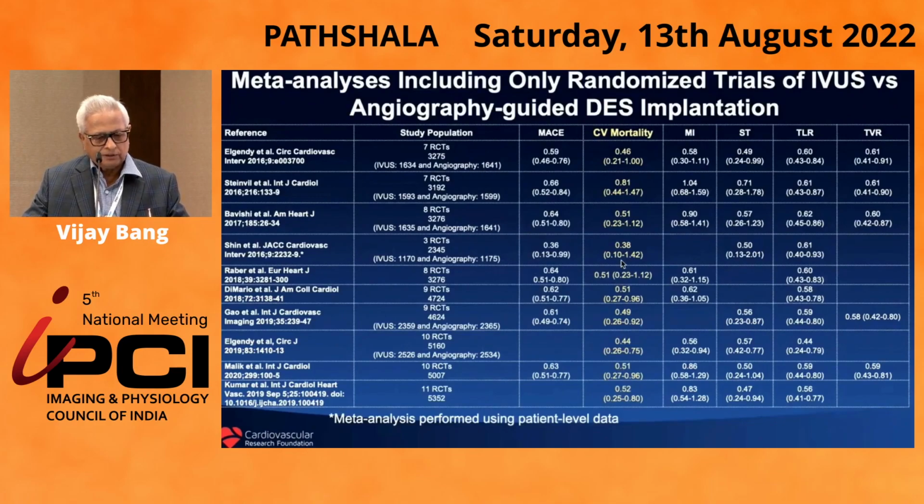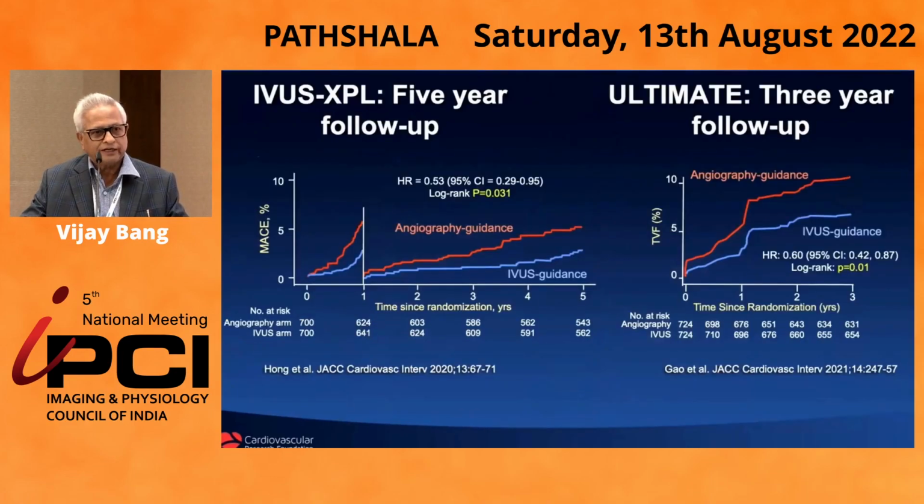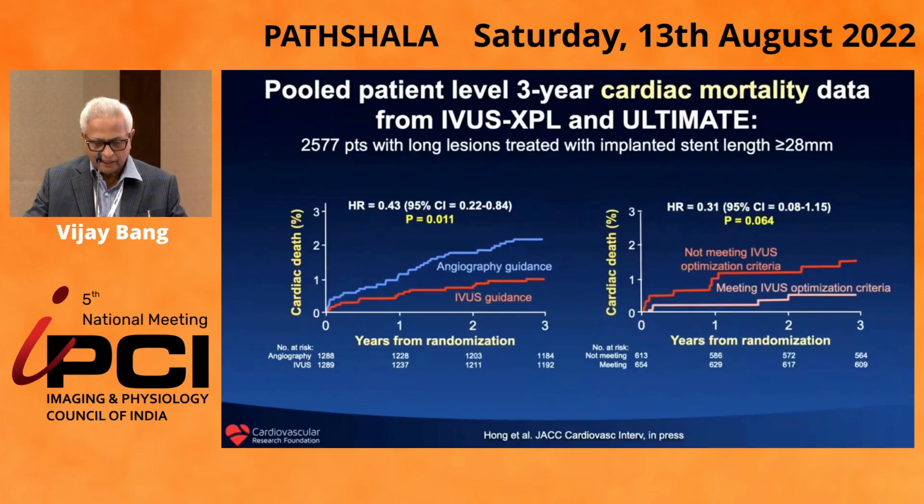If you compare the randomized trials of IVUS-guided PCI versus angio-guided, the mortality reduction is 50%. And there is a meta-analysis reported in the Circulation Japanese Journal which suggests a 56% reduction in mortality. Overall, mortality reduction is also shown by 2 large trials with 5 years data, IVUS-XPL and ULTIMATE. Both trials clearly demonstrated that the benefit continues to grow over a period of 5 years and 3 years. And that is remarkable.